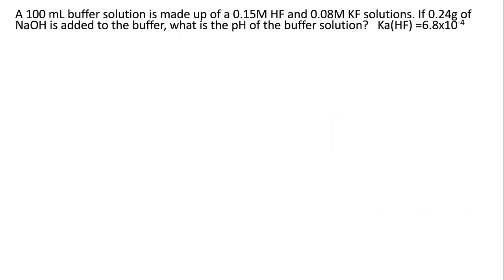Okay, so I had a duplicate slide. So the last question, we want to know if we have a buffer solution made up of 0.15 molar HF and 0.08 molar potassium fluoride. And this makes up a total of 100 milliliters of solution. If 0.24 grams of sodium hydroxide is added to the buffer, what is the pH of the buffer solution?